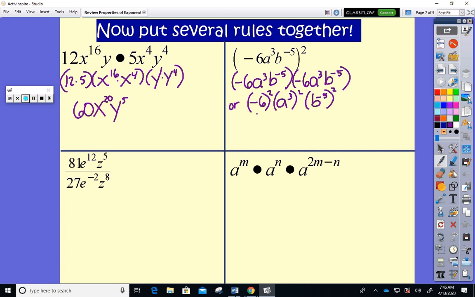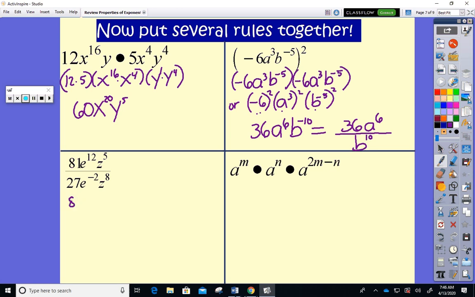So that negative 6 times negative 6 is 36. A cubed to the second is a to the 3 times 2, which is 6. B to the negative 5th to the second is b to the negative 10th, because negative 5 times 2 is negative 10. Then, guys, what you've got to do is say, oh, I'm not supposed to leave any negative exponents in my answer. So drop it to the bottom as b to the positive 10th. Okay? Now, on this next one, again, the way you think about it and what you write are two different things.